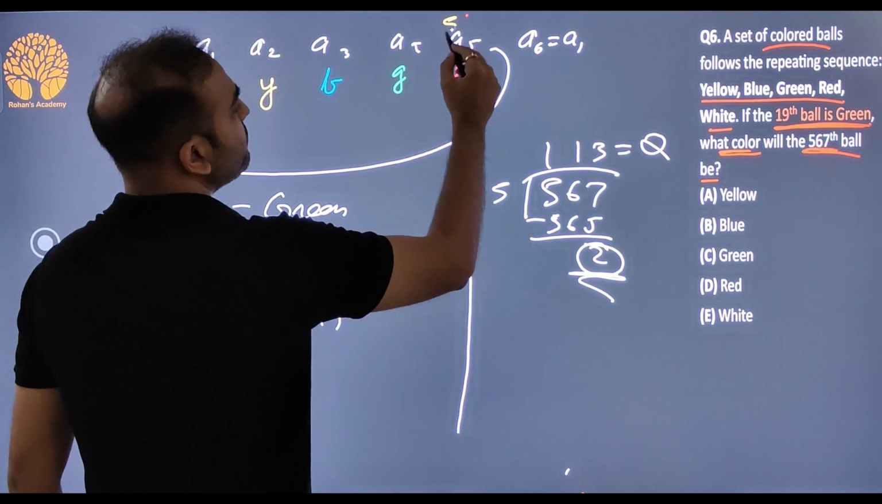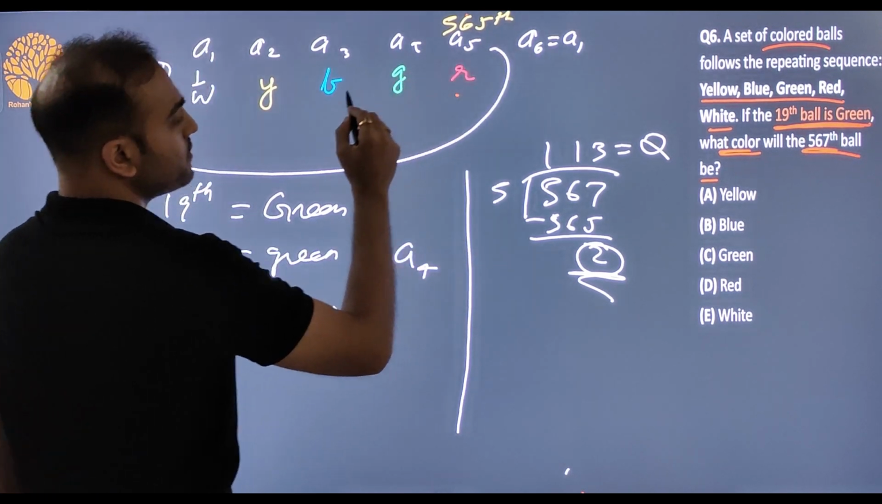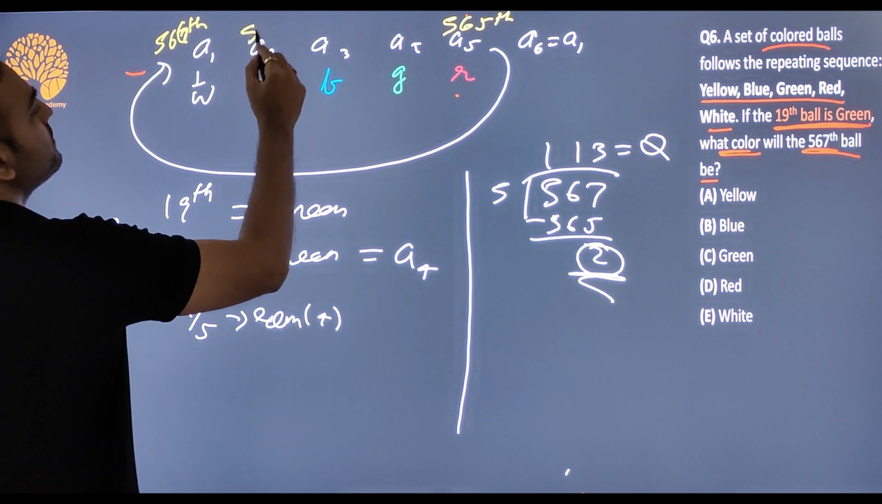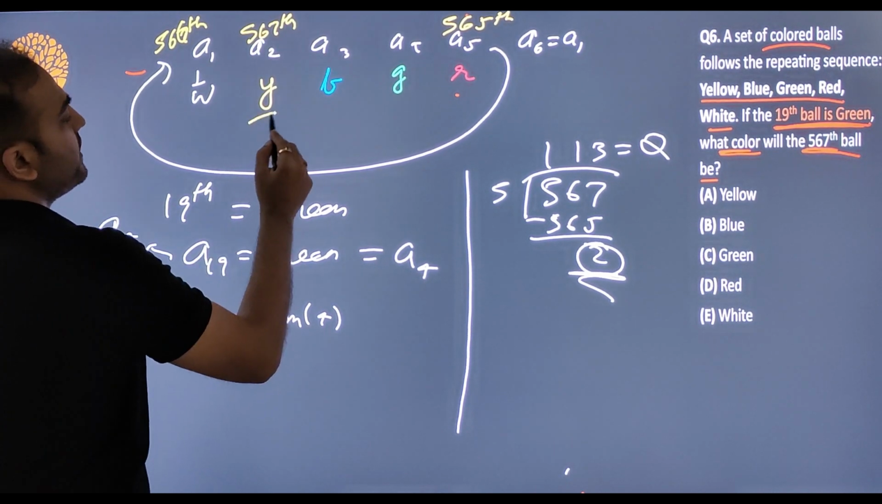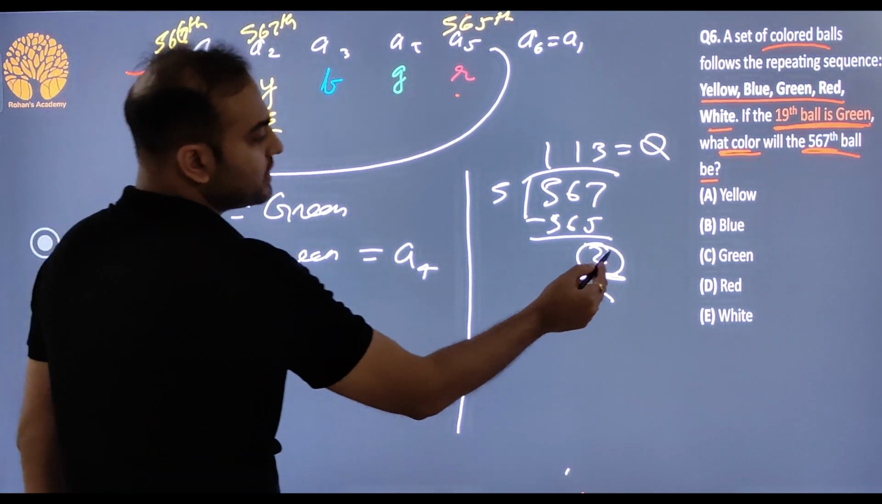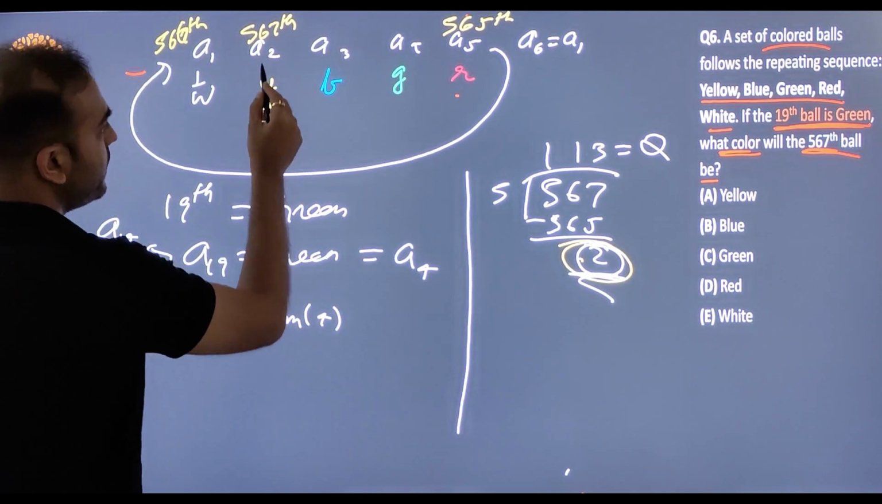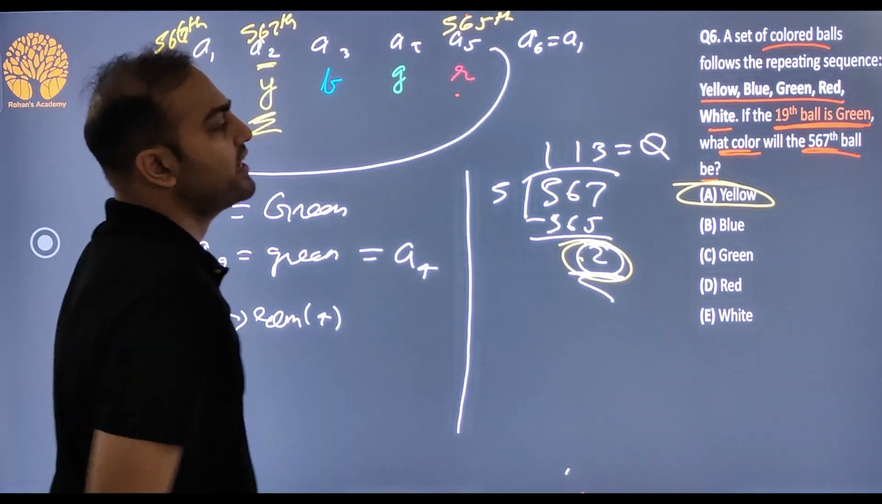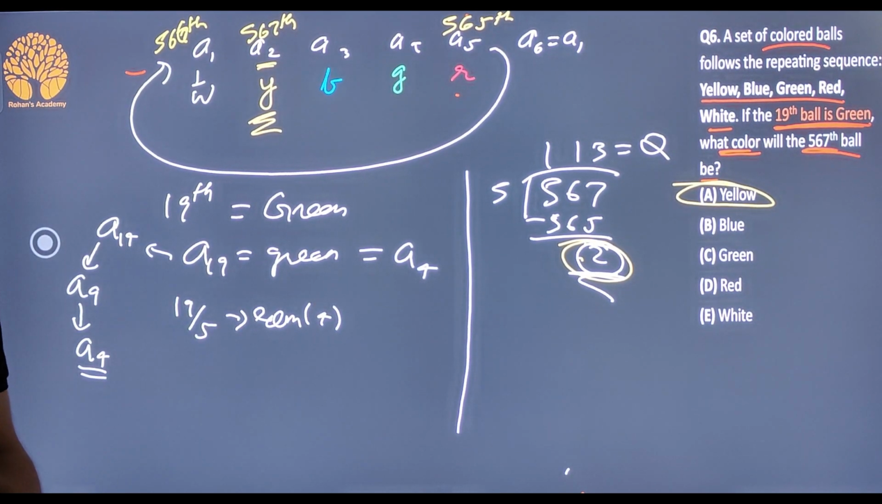So this is my 565th ball. This will become my 566th ball. This will become my 567th ball. Since the remainder is 2, I just look at ball number 2. So I know the 567th ball is yellow.